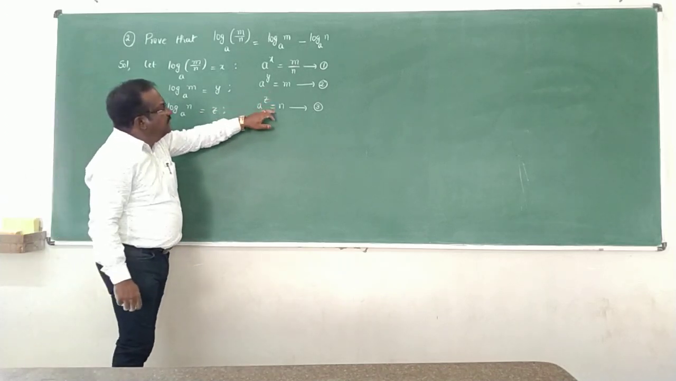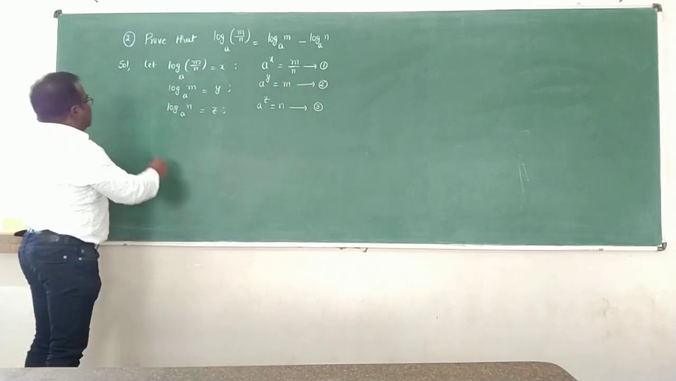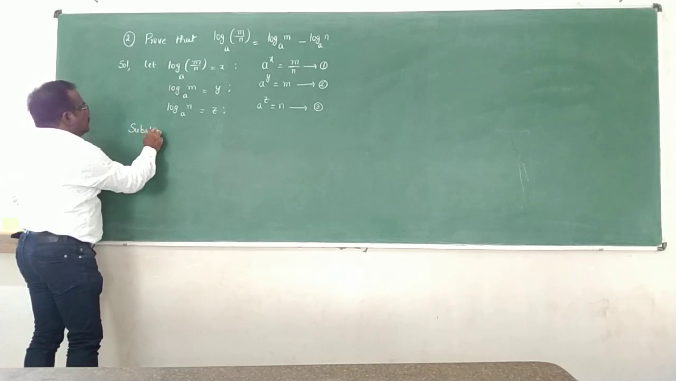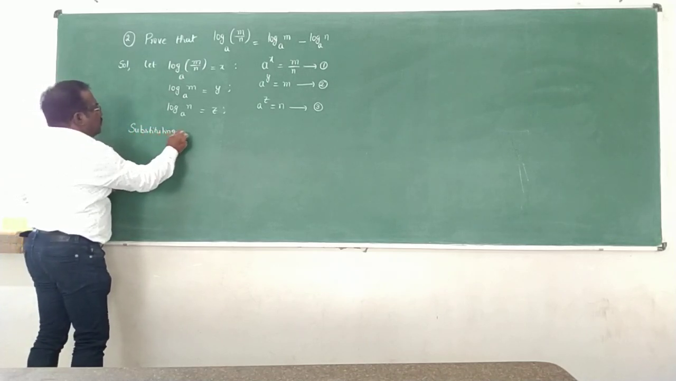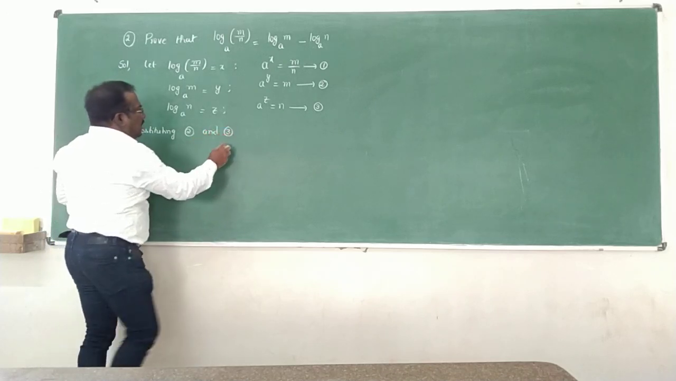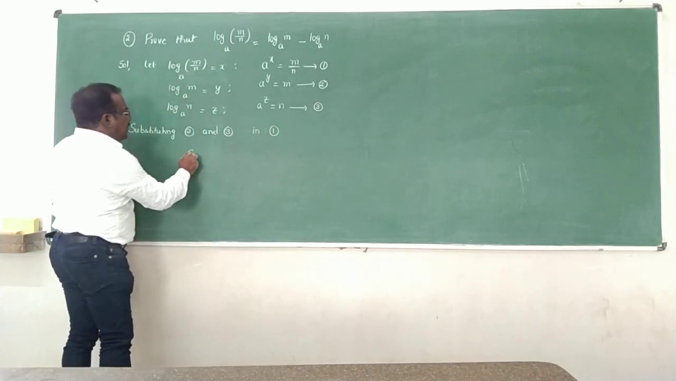Now, substitute 2 and 3 in 1, children, in the place of m and in the place of n. Let us write here, substituting 2 and 3 in 1. That is, what is 1, children?